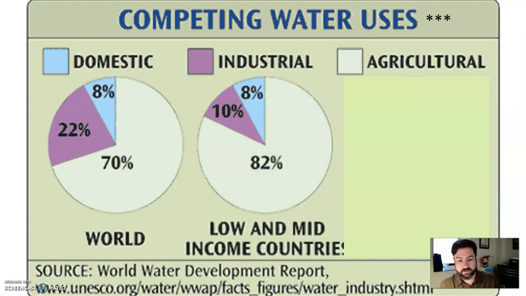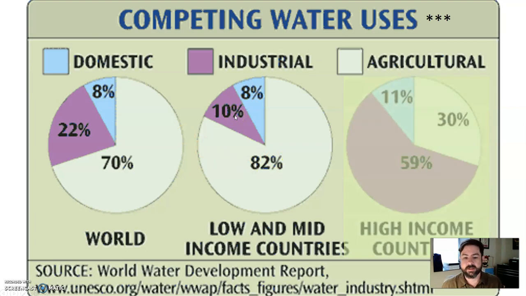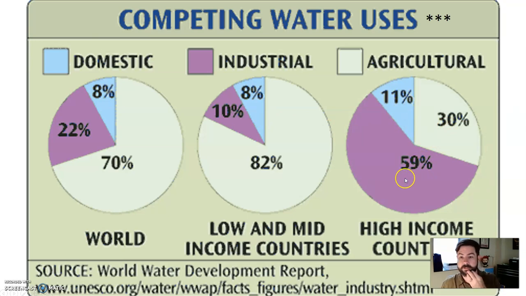In low to middle income countries, it changes to more agriculture than industry. In high income countries, it changes to more industry, less agriculture, a little bit more domestically, but still way less agriculture, way more industrial, and domestic use is pretty similar. But overall, agriculture by far uses the most water globally.